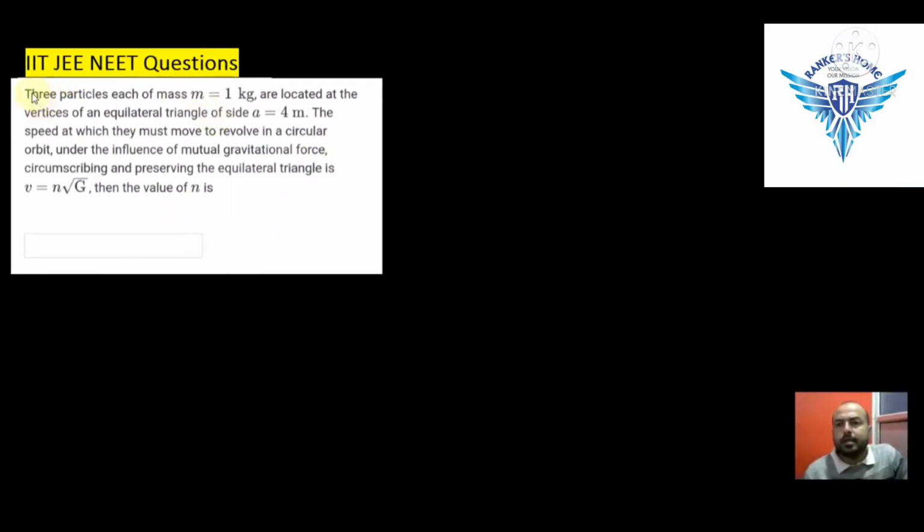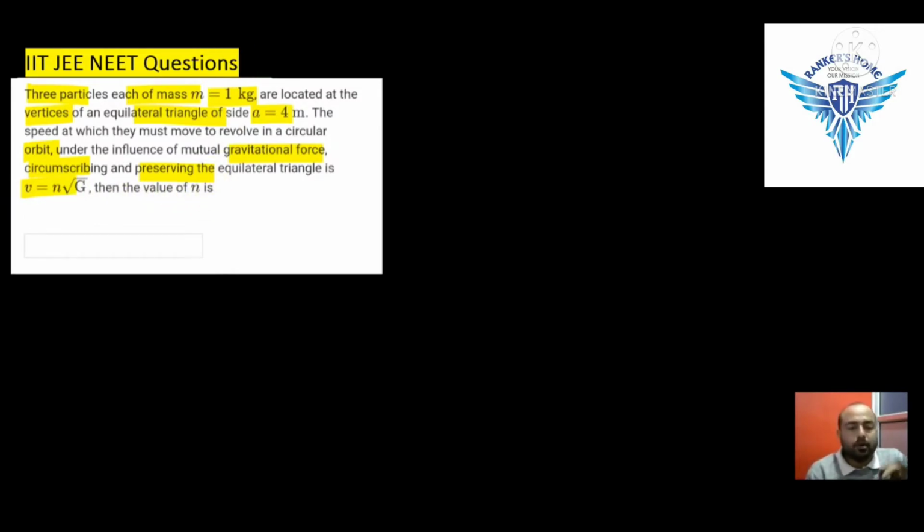Question: three particles each of mass m equal to 1 kg are located at the vertices of an equilateral triangle of side 4 meter. The speed at which they must move to revolve in a circular orbit under the influence of mutual gravitational force, circumscribing and preserving the equilateral triangle, is v equal to n root g. Then the value of n is?